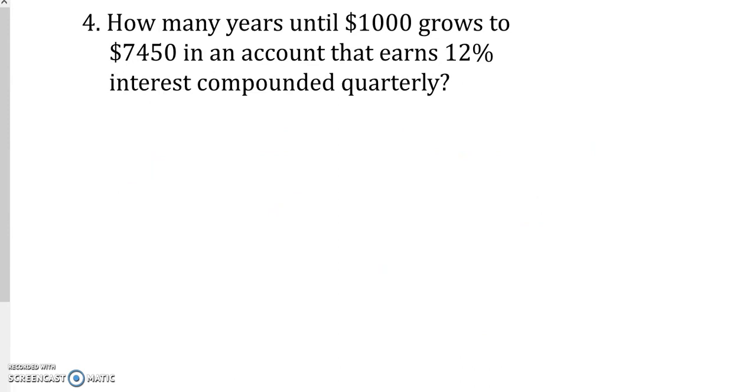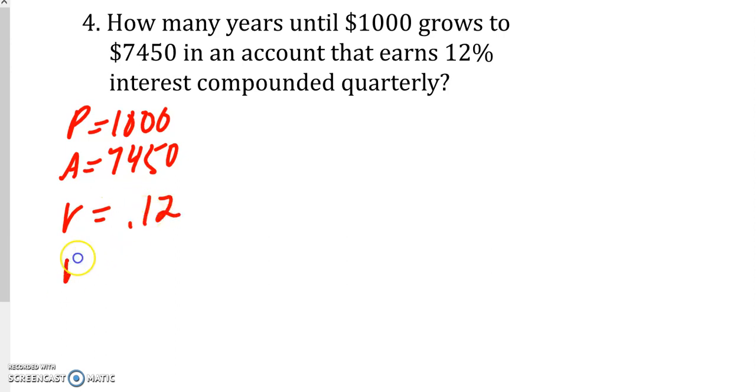How many years will it take $1,000 to grow to $74.50 in an account that earns 12% interest compounded quarterly? So go ahead, you can fill in everything automatically. Your principal is 1,000. You want to turn it into $74.50. Your interest rate is 0.12, N is quarterly, 4, and T is missing. So extremely similar to the first problem, so please stop and try that by yourself.